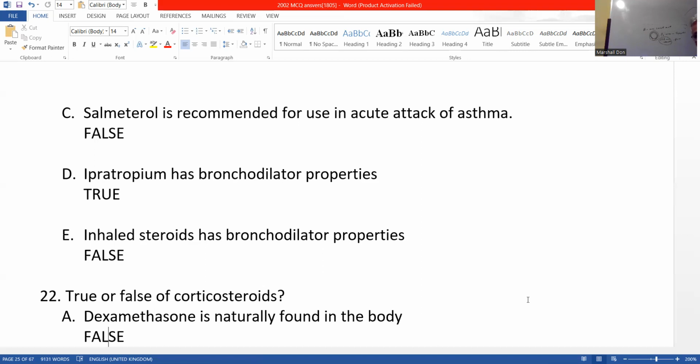Ipratropium has bronchodilator properties. Airways are dilated. Inhaled steroids have bronchodilator properties? Steroids action is different. Prednisolone or all steroids, when you inhale, these steroids actually have no direct effect of dilation. What it does, it reduces the secretion.